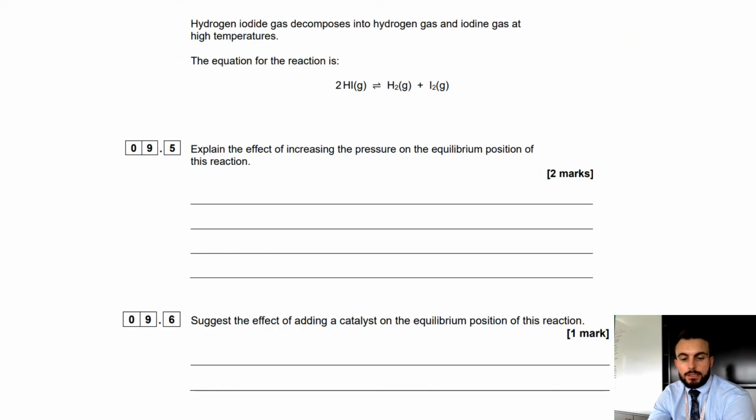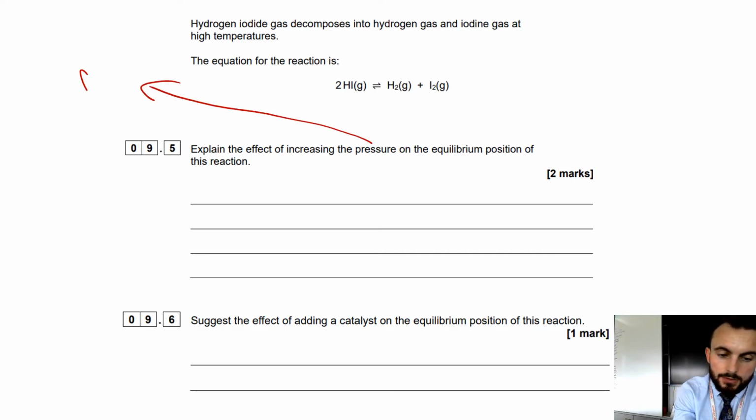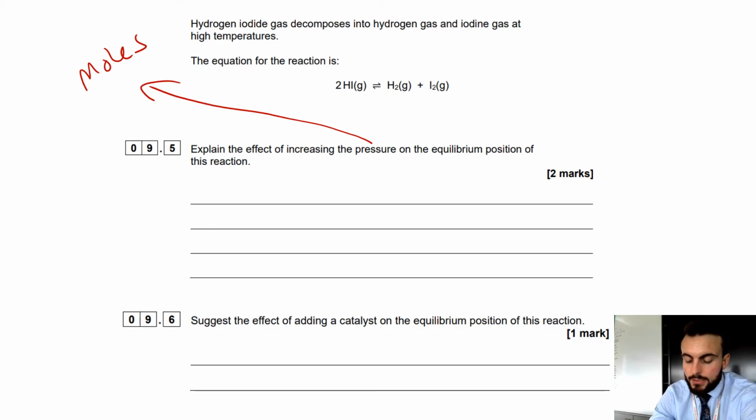Hydrogen iodide gas decomposes into hydrogen gas and iodine gas at high temperatures. The equation for the reaction is as follows. Here's another equilibrium reaction. Explain the effect of increasing the pressure on the dynamic equilibrium position of this. So we're talking about pressure, we're talking about number of moles, number of molecules. So we decide first off which side has got more molecules or less. This side has got 2 moles because of the 2, and this side has got 2 moles as well, 1 of each. So there is actually the same number of moles.